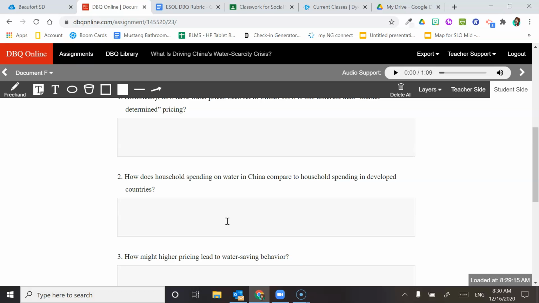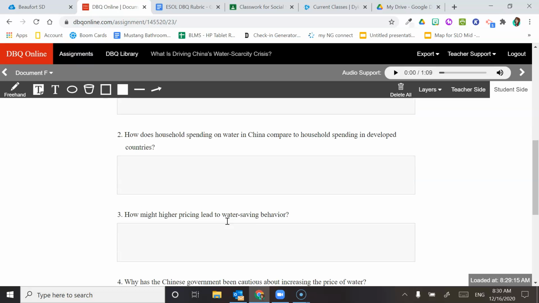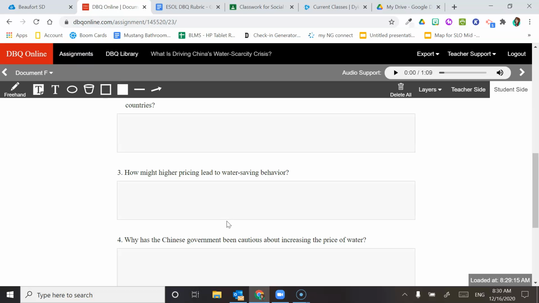How might higher pricing lead to water-saving behavior? Well, I know that my husband and I, when we get a high water bill, we look at it and we evaluate, okay, what did we do differently this month? Why is the water bill so high? Is it that it's really hot outside and we let the kids run through the sprinklers? Is it that we had a water leak and we need to get something fixed? Is it that we took really long showers? Like, why is the water bill higher? And then we evaluate, is that something that we need to fix? Are we okay with paying the higher price? And we make a decision.